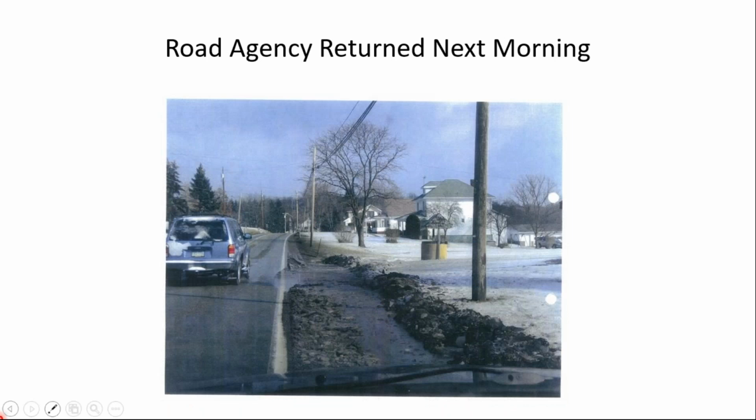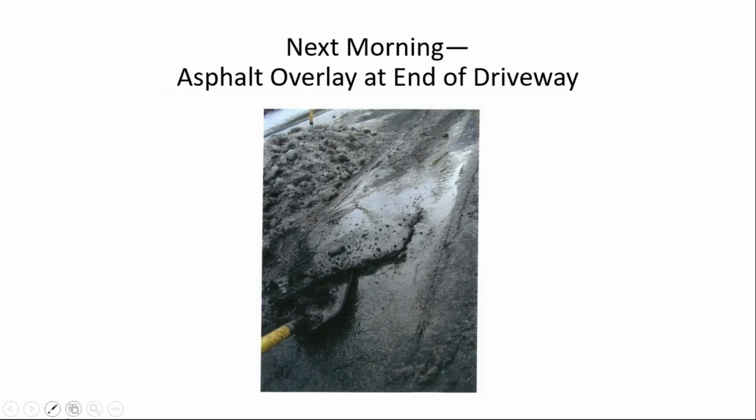The road agency returned the next morning to make some maybe semi-permanent repairs, or at least to get rid of this water and ice issue. And you see now they've cleaned some of the ice and snow off of the end of the driveway here. And this is one of the things they found.